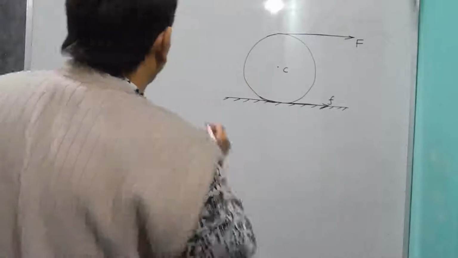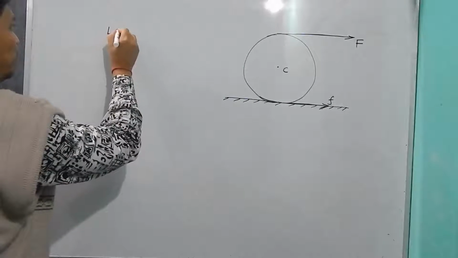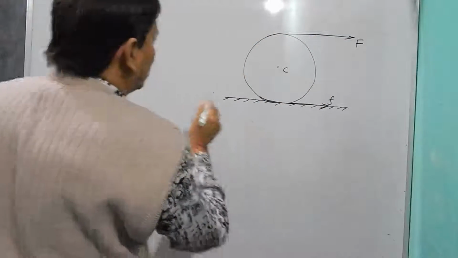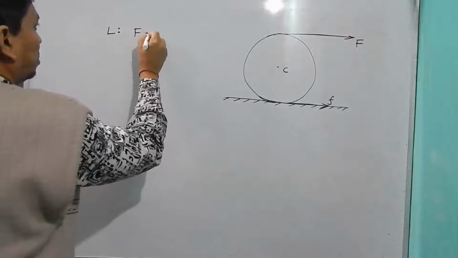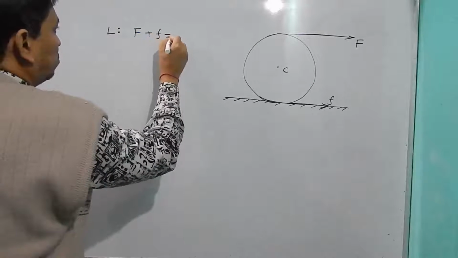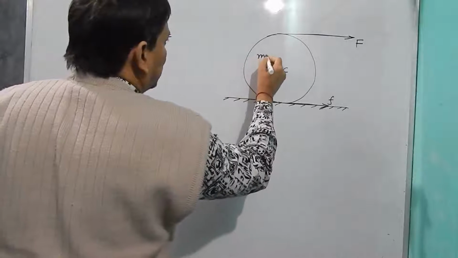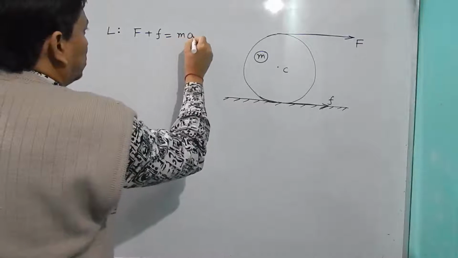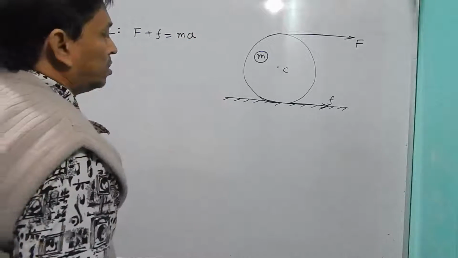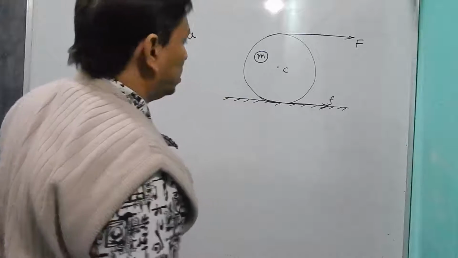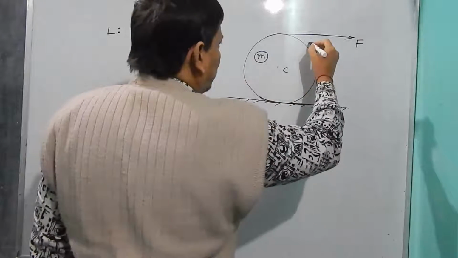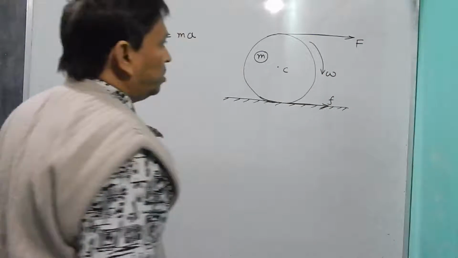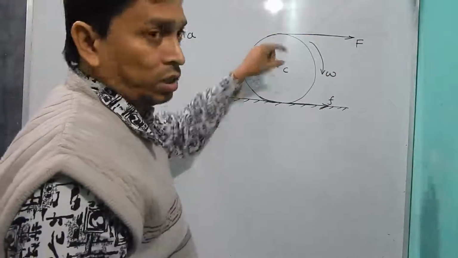Now, for linear motion, the two forces are acting in the same direction. So, capital F plus small f, these two will give mass into acceleration, say its mass is m. So, this is about the linear motion. Now, as the body is rolling, for rolling we have to take the torque.